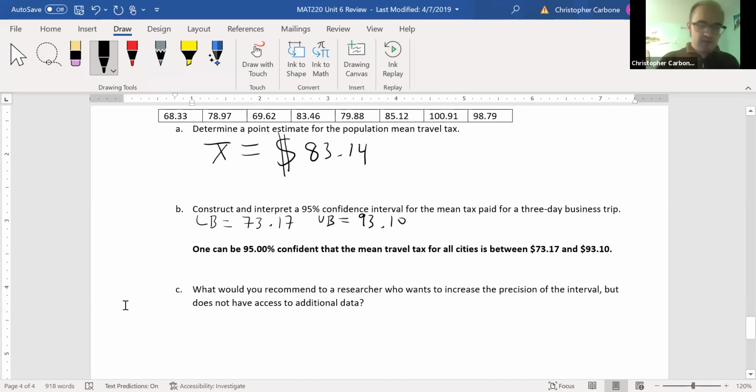Part C wants to know, would you recommend to a researcher who wants to increase the precision of the interval, but does not have access to additional data? Which, let us face it, does unfortunately happen a lot. The researcher could decrease the level of confidence. So the researcher could decrease the level of confidence for this.